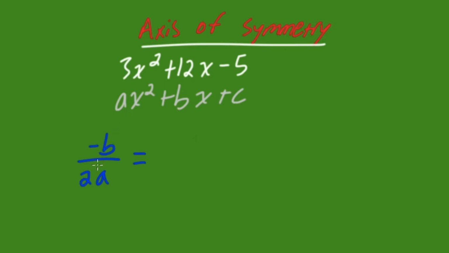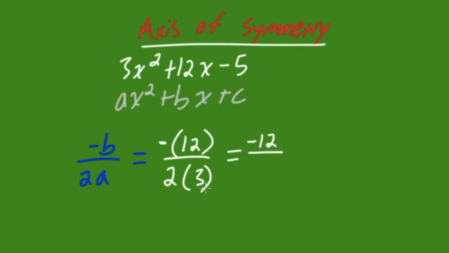So now we have b and a, so we can substitute those values into this equation to find the axis of symmetry. So first up we have negative b, so we're going to put a negative, and now we have b, which is 12, and that's over 2a, so we have 2 and a is 3, and now we just solve this equation here. So we have a negative times 12, which gives us negative 12, and we have 2 times 3, which is 6. And negative 12 over 6 is negative 2. So our axis of symmetry is negative 2.